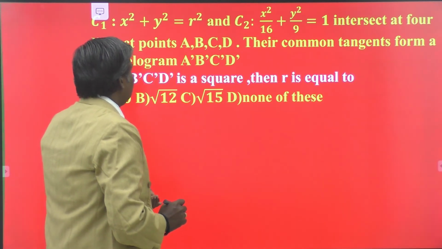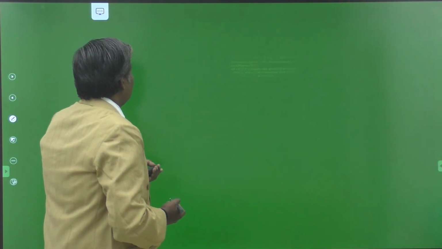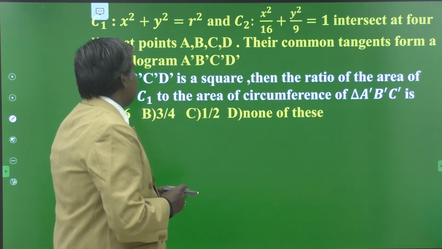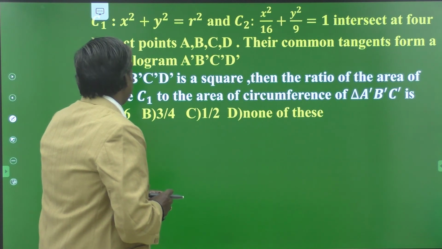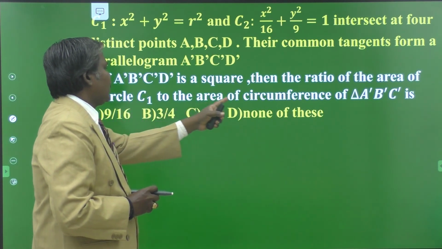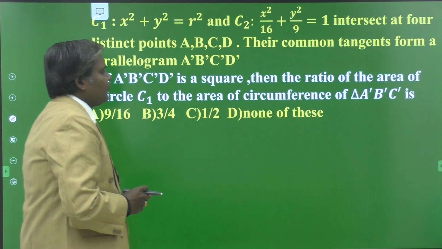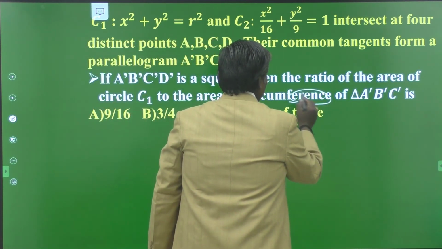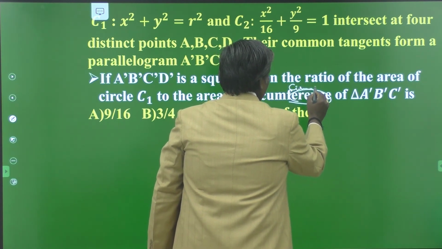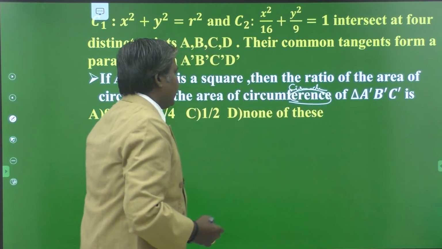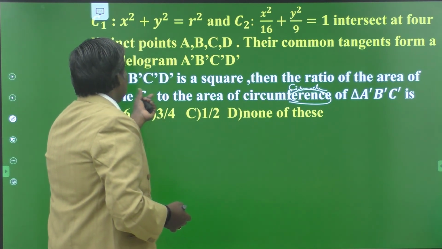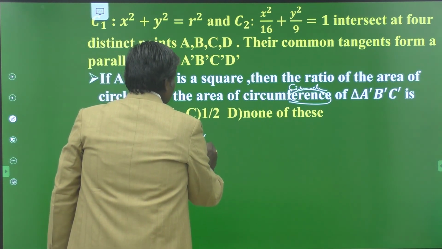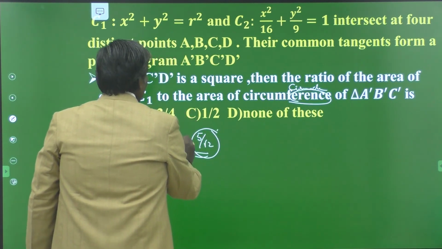Okay. Next one. Last bit for this question, for the paragraph. A dash, B dash, C dash is a square. Then the ratio of the area of circle C1 to the area of the circumcircle of the triangle A dash, B dash, C dash. Already the radius of C1 is obtained. What is that? r equals 5 by root 2.